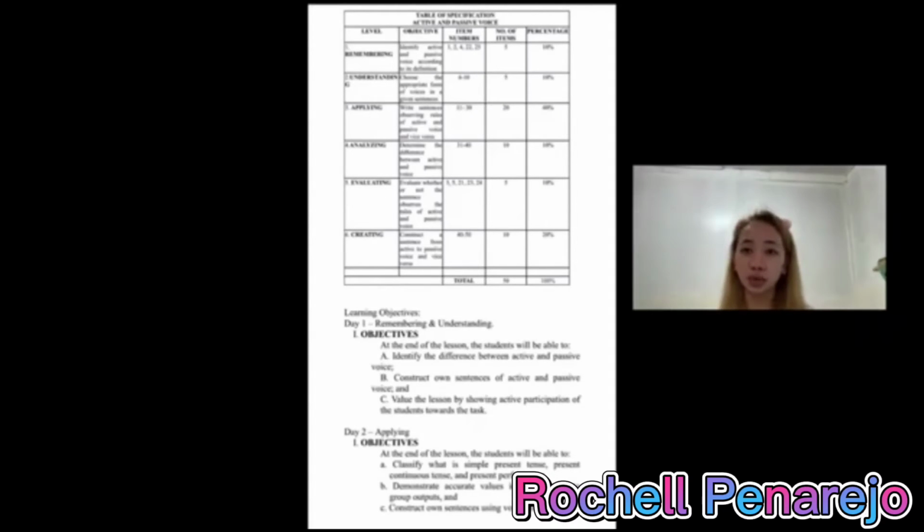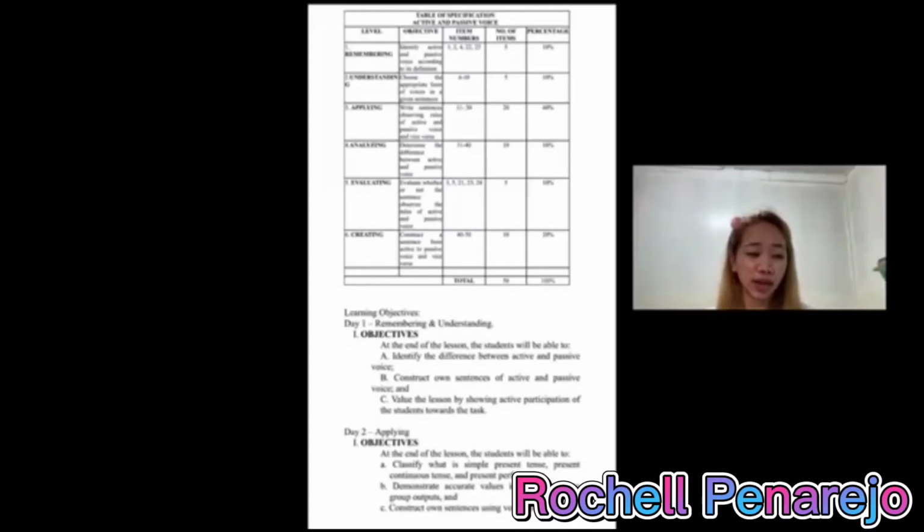And the day 2, which has a domain of applying. The objectives in day 2 is, at the end of the lesson plan, the students will be able to: A, classify what is simple present tense, present continuous tense, and present perfect tense. Letter B, demonstrate accurate values in participating in group outputs. And letter C, construct own sentences using voice tenses.